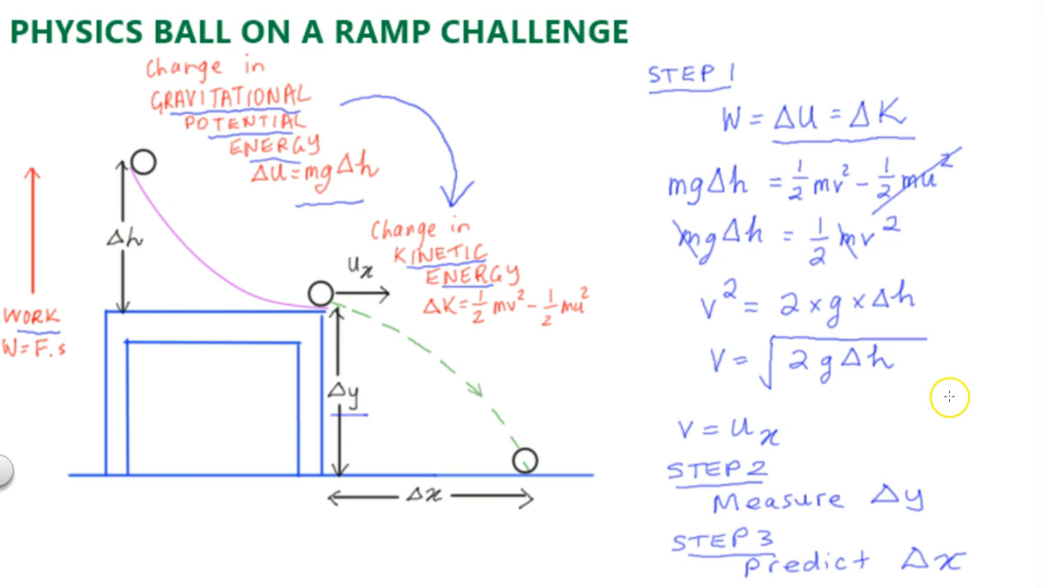And step 3 is to use these values plus any other known values plugged into your relevant Suvat equations to be able to calculate and predict delta x, or the range that the ball will travel in the horizontal direction. After that, you'll go on and undertake the investigation and then compare your measured result to what you had predicted.